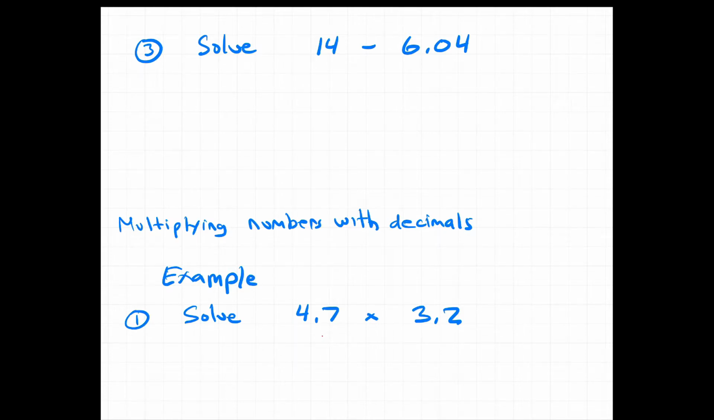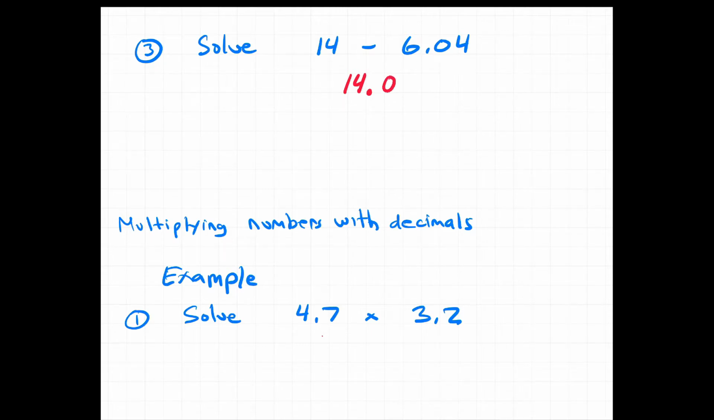Okay, now we're going to do a third example, and this time we're going to do some subtraction. So you can see we have 14 minus 6.04. Again, it's good to align these vertically. So it's 14. Now in this case, there is no decimal written down, but we know that it's at the end of that.